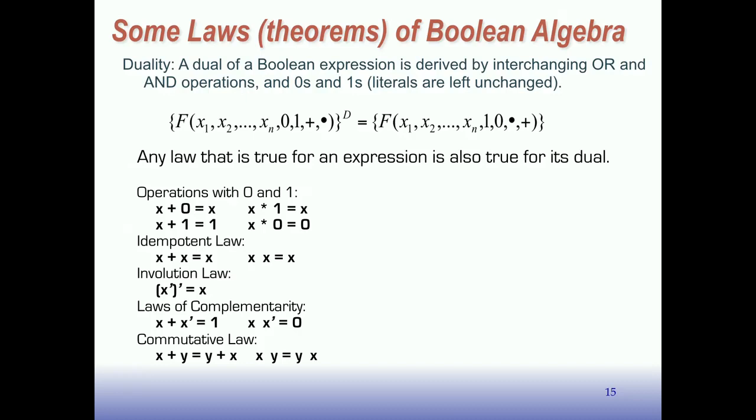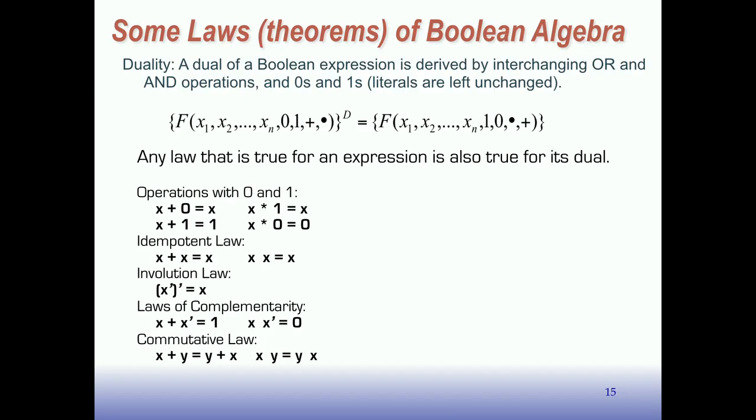These are expressions that are known to be true. We can prove these either by exhaustive proof, or we can prove them using the axioms. Before we look at these, there's an interesting property. There's a symmetry in Boolean algebra, a duality property, which says if something is true for a Boolean expression, it's also true for its dual. What the dual is: you interchange the ORs and the ANDs, and interchange the zeros and the ones that might appear in the expressions.